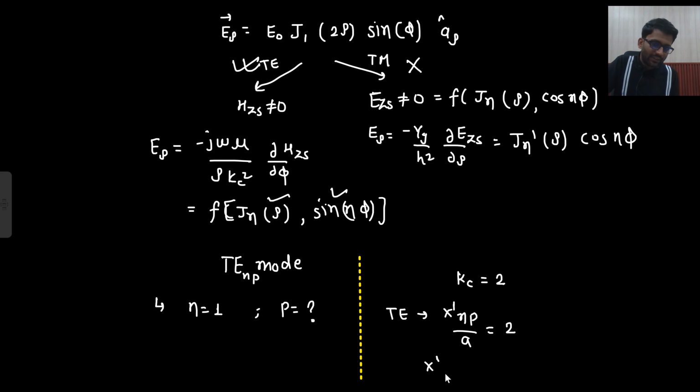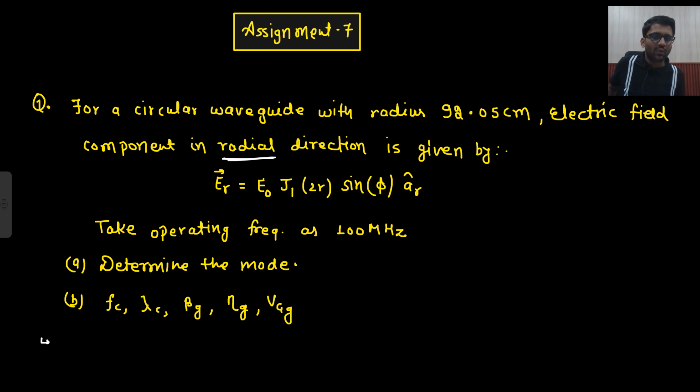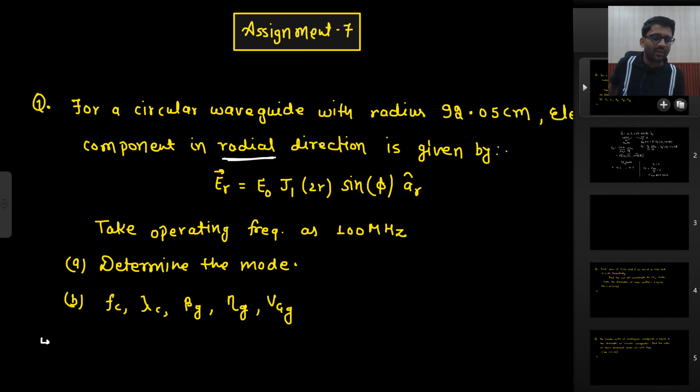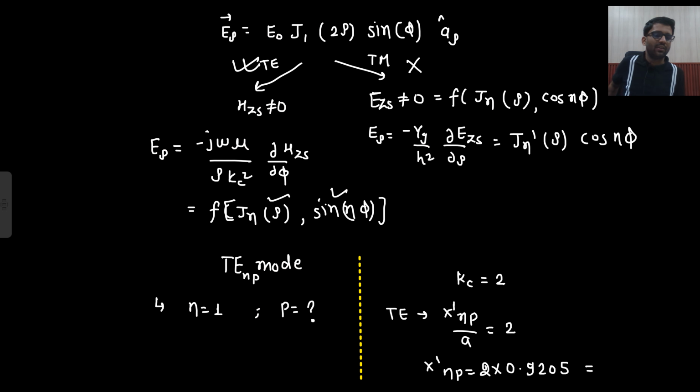So from here, what is the value of x dash np? That is 2 into A. What is the value of A? 0.9205. Because this is in centimeter, but I need to write the SI unit, so I will write in meter only. So what do you get? 0.9205 into 2. So 1.841. There you go.